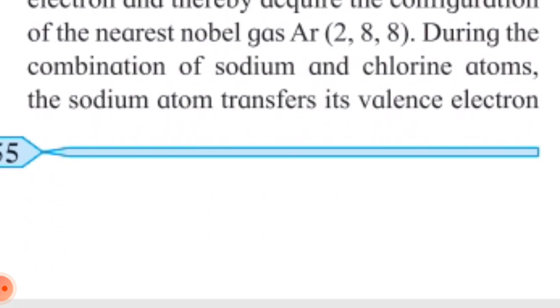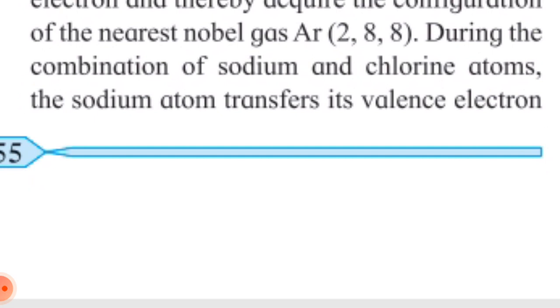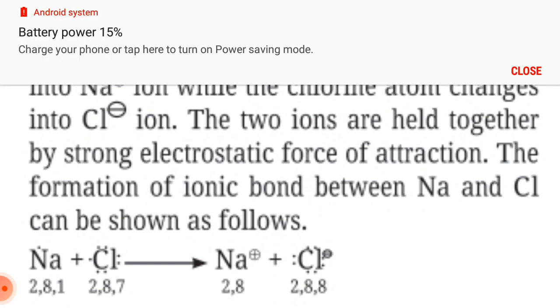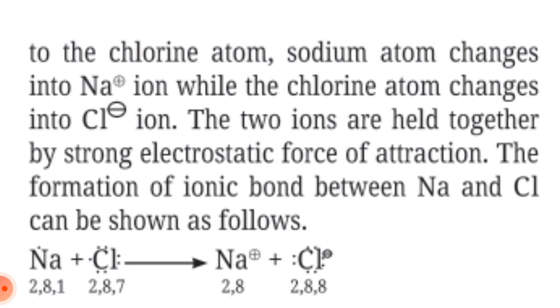During the combination of sodium and chlorine, the sodium atom transfers its valence electron to the chlorine atom. The sodium atom changes into a sodium Na+ ion, while the chlorine atom changes into a chloride Cl- ion. The two ions are held together by a strong electrostatic force of attraction. The formation of the ionic bond between sodium and chlorine can be shown as follows.